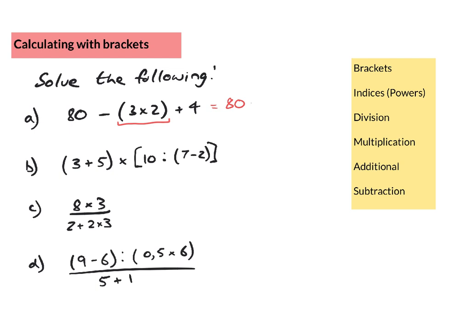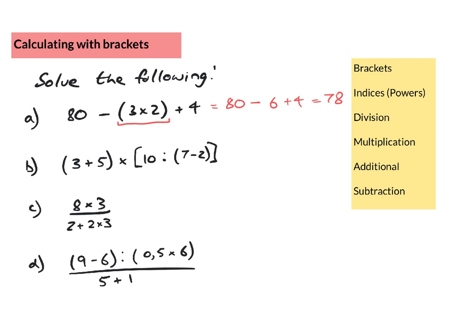So it's 80 minus 3 times 2, which is 6, and then I have plus 4. Now addition and subtraction are the last two. We can just go from left to right here. So I have 80 minus 6, which is 74. 74 plus 4 is equal to 78. So 78 is my answer, and that is enough to get you full marks in the question.